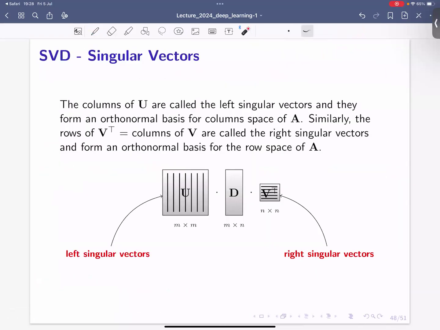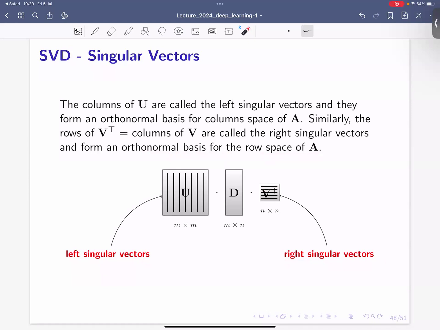And then, as I said, this D matrix contains the singular values. If you look at the columns of this U matrix, these columns are the so-called left singular vectors. And if you look at the rows of V transpose, or the columns of V, these are the so-called right singular vectors. Okay. And they form a basis, an orthogonal basis for the row space of A, for instance.